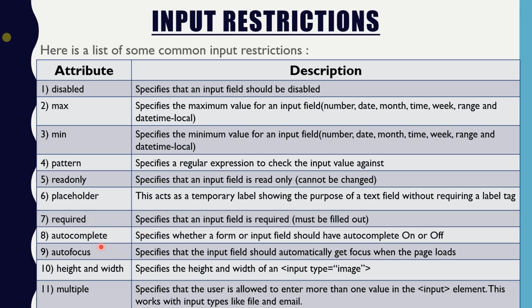Okay, then next one is autocomplete. Now what is autocomplete? Autocomplete specifies whether a form or input field should have autocomplete on or off. By default, autocomplete is always on. Remember that by default, autocomplete is always on. So it depends upon you whether you want to make it off or not. Okay, so what is autocomplete? Autocomplete means it is allowing the browser to predict the values, means show the value. Okay, means yes, this value can come and this can come like this. That is called a prediction.